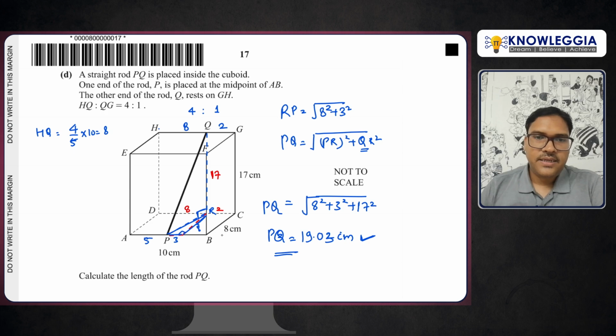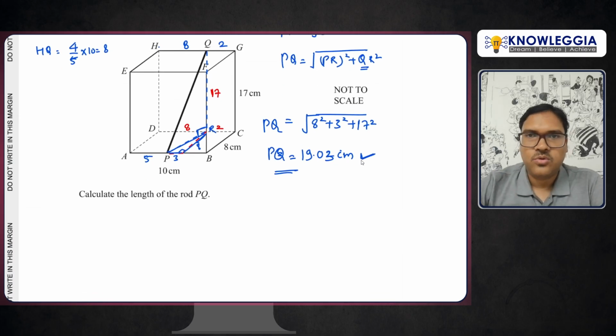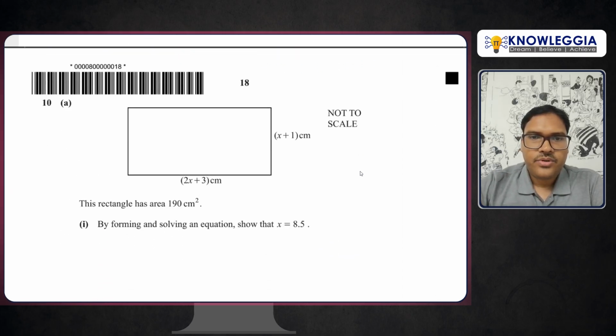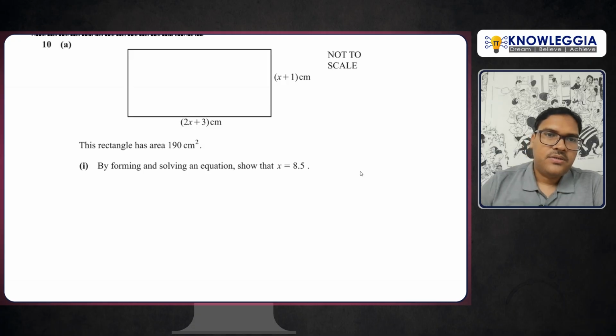Okay. I hope this is clear. You have to just understand the geometry here, so how we have calculated the lengths here. You can just go through this in slow motion. So now moving to the next question.